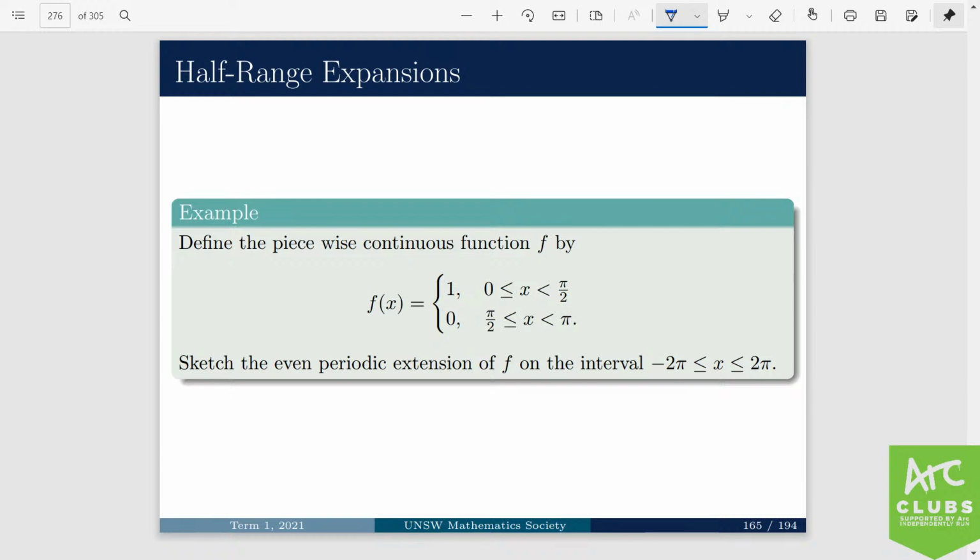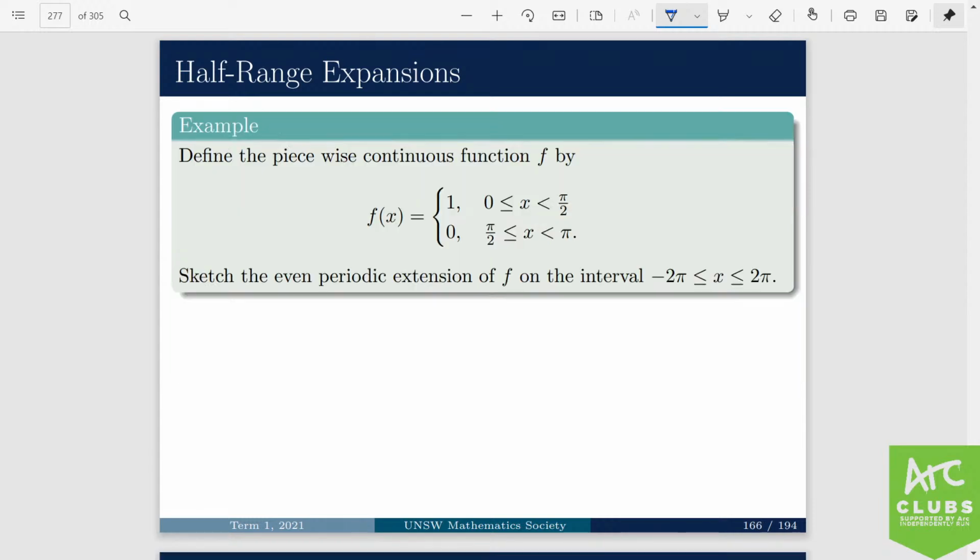Cool. So we've got a function defined here. So it's 1 when it's between 0 and pi on 2, and then it's 0 when it's between pi on 2 and pi. So it wants us to sketch the even periodic extension of f on the interval negative 2 pi is less than x, less than or equal to 2 pi. So if we do that, it's exactly what I was just saying before.